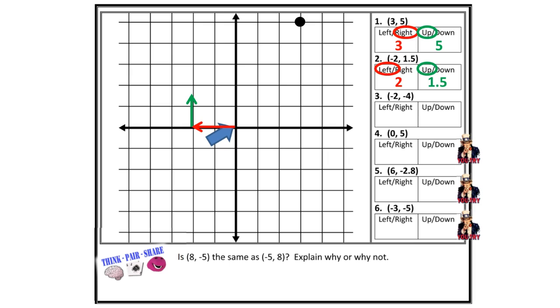From the origin, I went 2 to the left because my x-coordinate was -2. Left is negative, right is positive. Then I went up 1.5. Up is positive, down is negative.